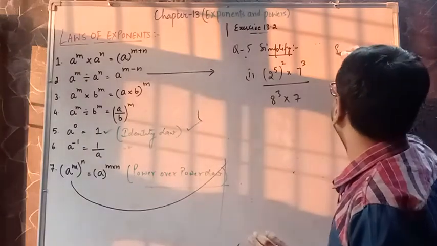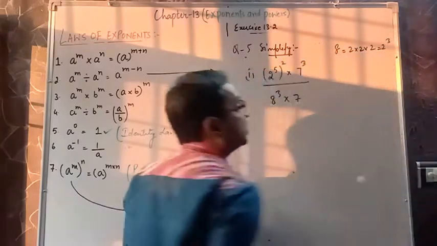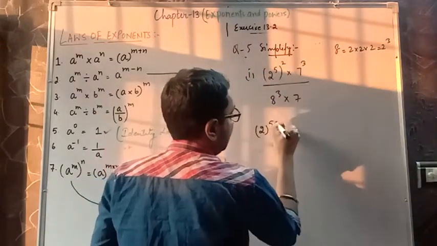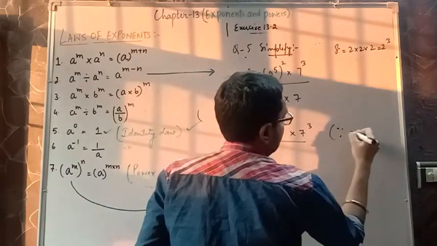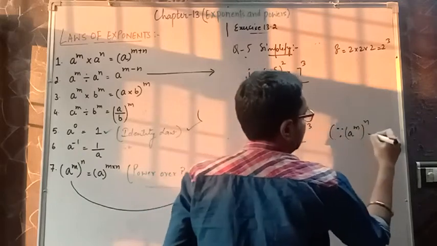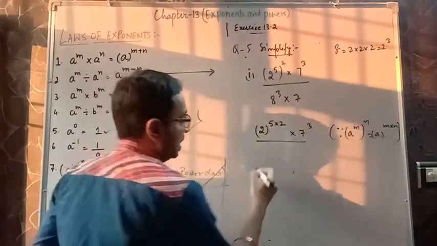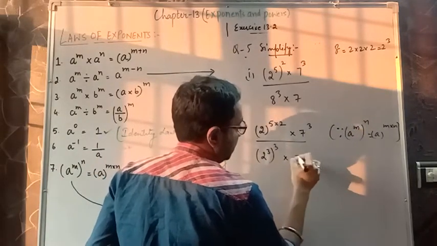What do you mean by 8? 8 is 2 into 2 into 2. It means 2 raised to power 3. So I can represent 8 as 2 raised to power 3. So first of all I'll solve this immediately: 5 into 2, because I'm getting the law. You have to mention the law: a raised to power m whole raised to power n is a raised to power m into n. Now I can write 2 raised to power 3 whole power 3.